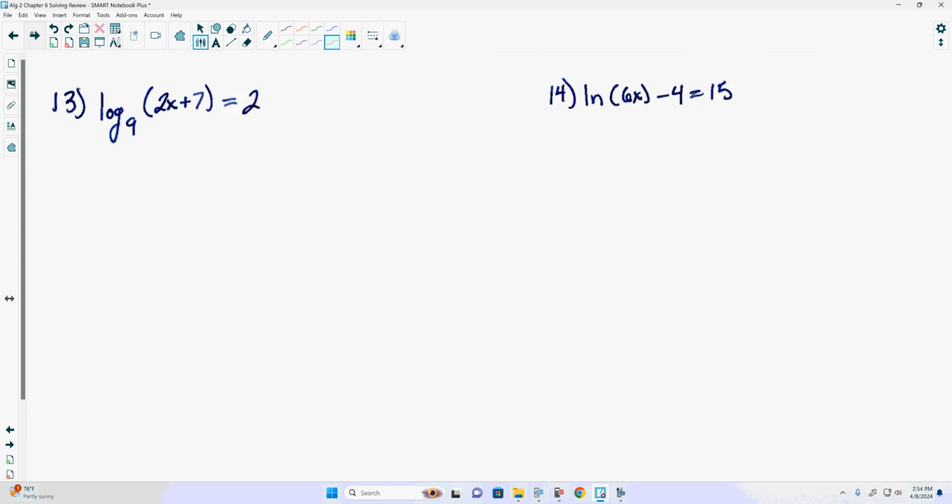Log base 9 of 2x plus 7 equals 2. Well, here we can put both sides to the base of 9. Because we need logs to get variables out of exponents. We need bases to get variables out of logarithms. So our 9 to the log base 9 would simplify out, leaving us with 2x plus 7 is equal to 81. We could write it as 9 squared, but 9 squared is 81.